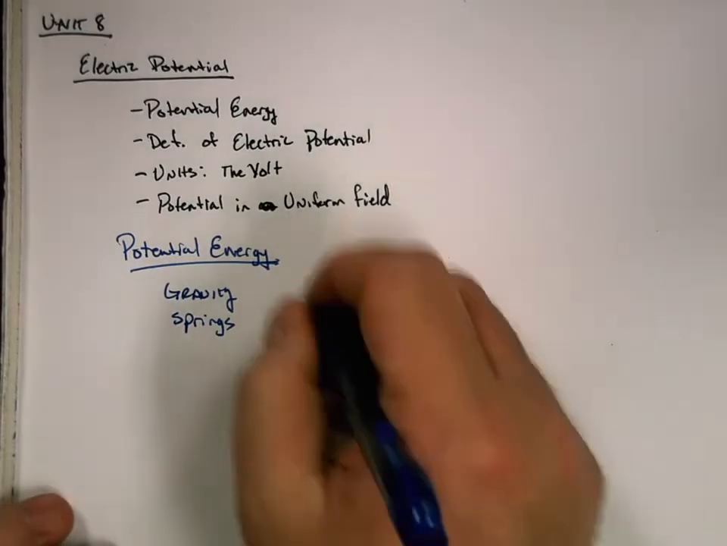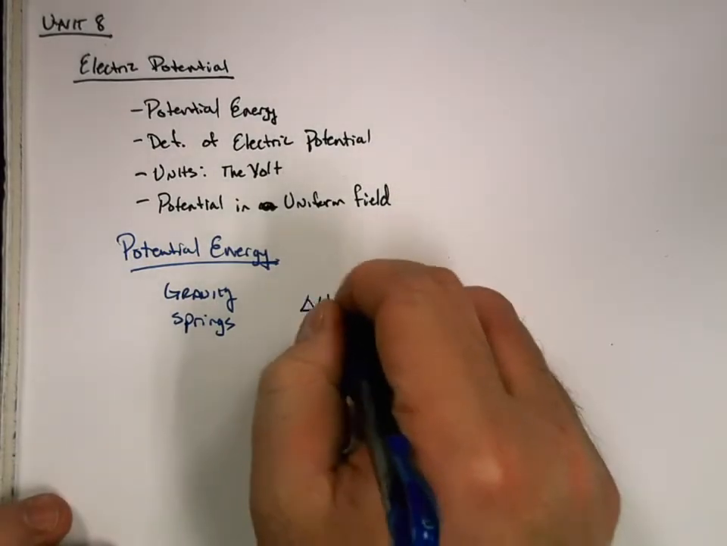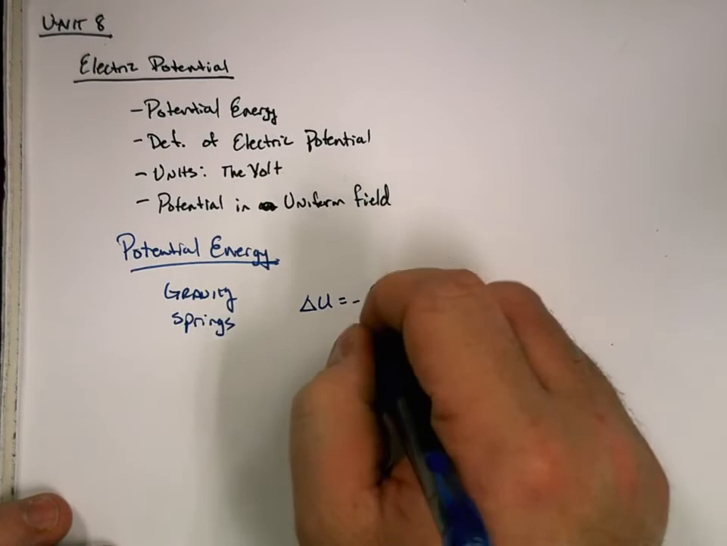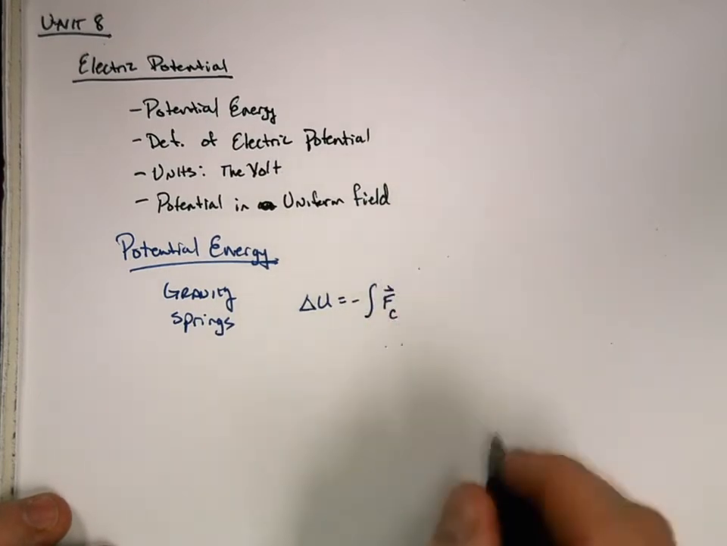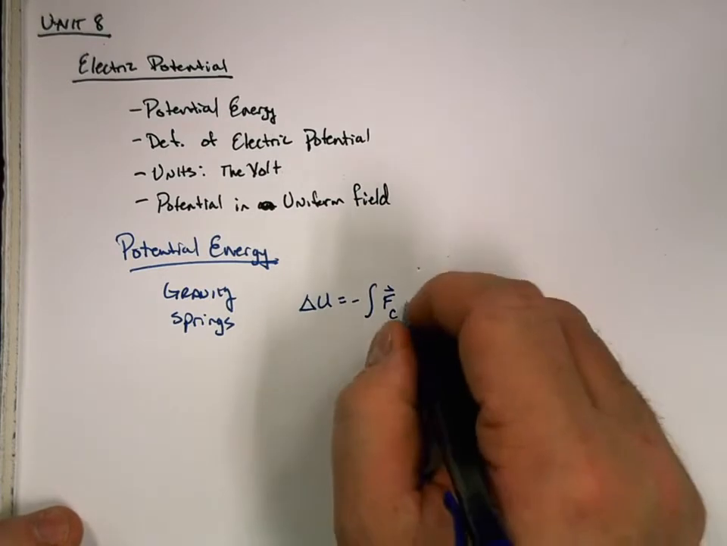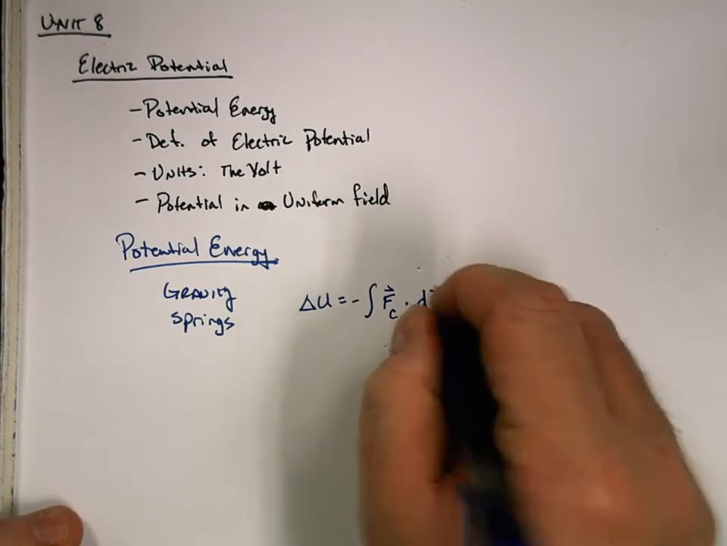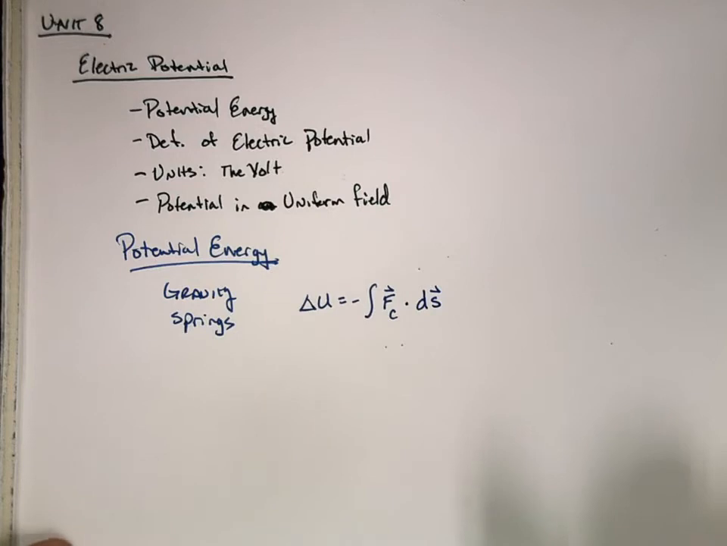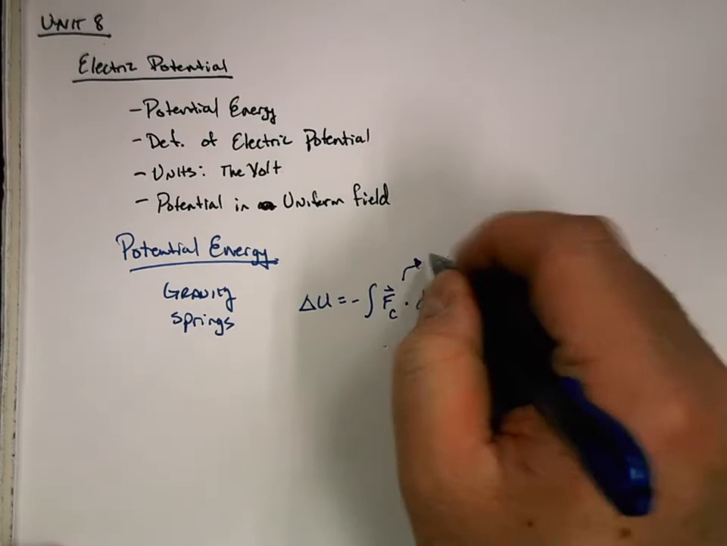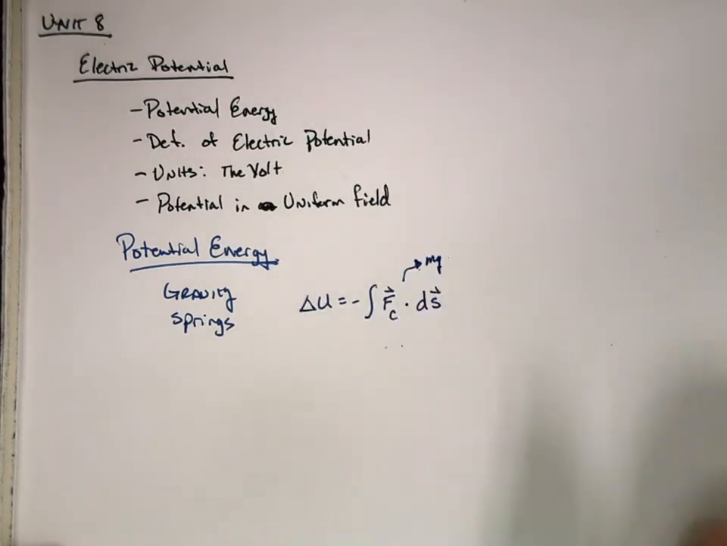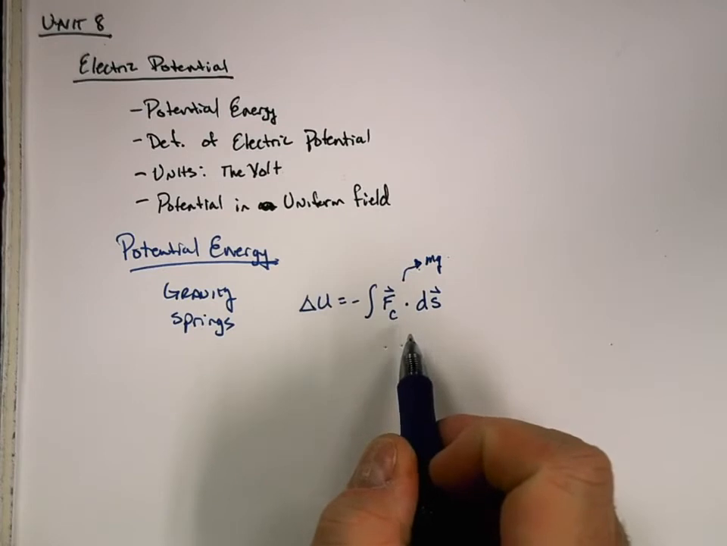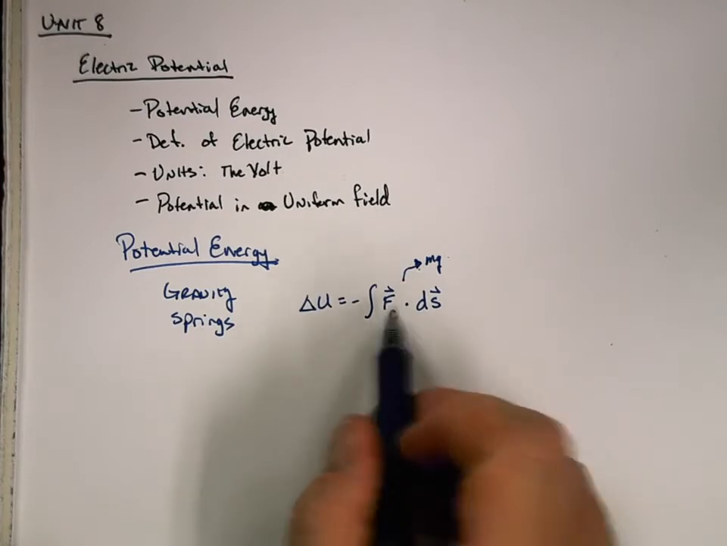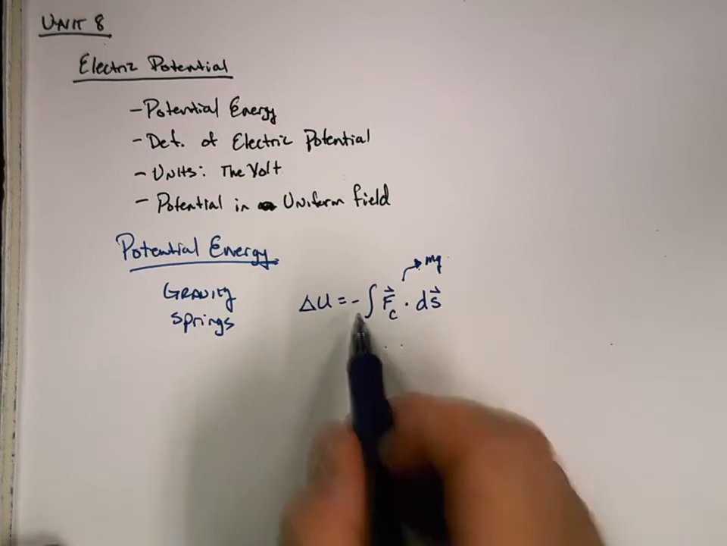And so our change in potential is equal to our conservative force dot ds, which is the path. And our conservative force close to the Earth is mg. But there's this cosine term in there, right? That we've dealt with, and this is negative. This is a negative integral.